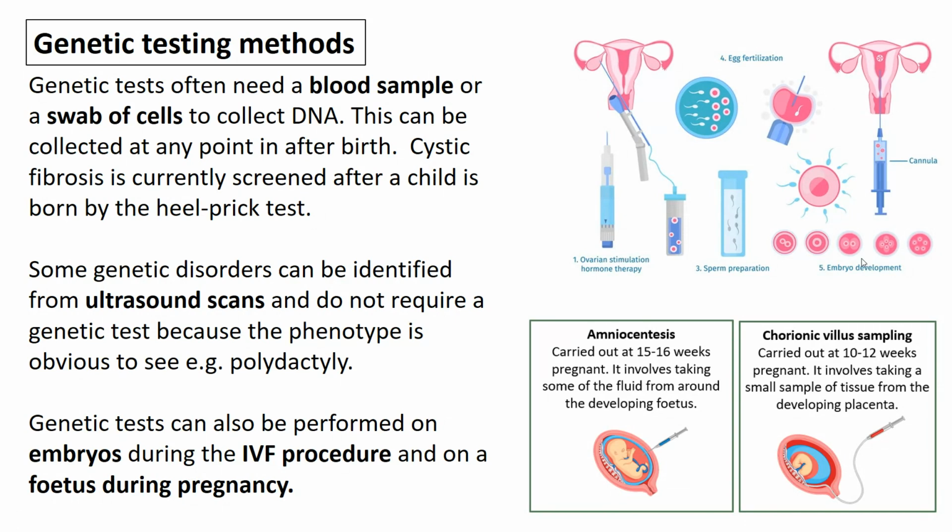However, if you're already pregnant, you didn't have IVF, and you didn't know if you were passing on a genetic disorder, you could test the fetus itself with an amniocentesis test or chorionic villus sampling. Now, you don't have to know the names of those tests. This is just fetal testing during pregnancy. But you can see they're both carried out at relatively early stages in pregnancy.